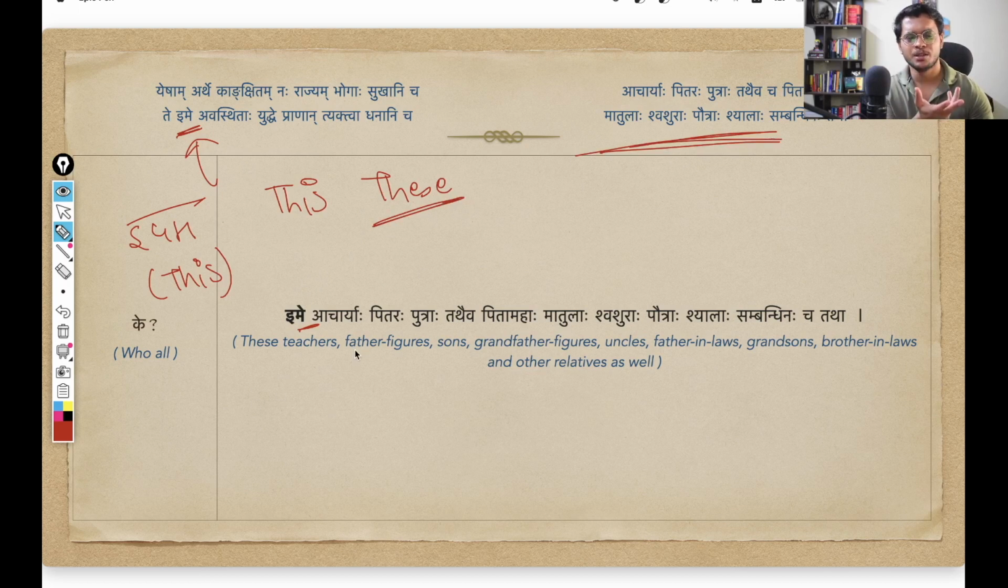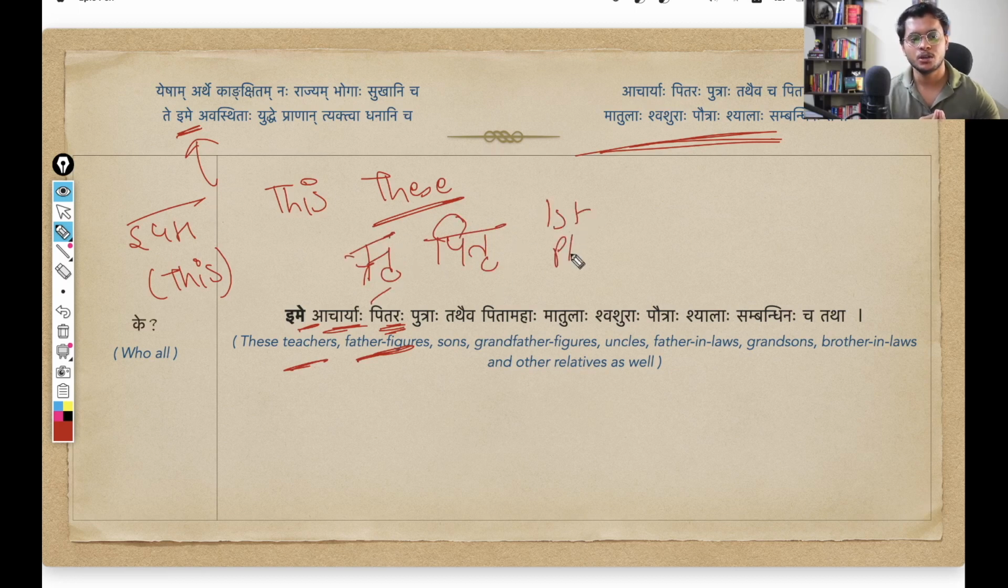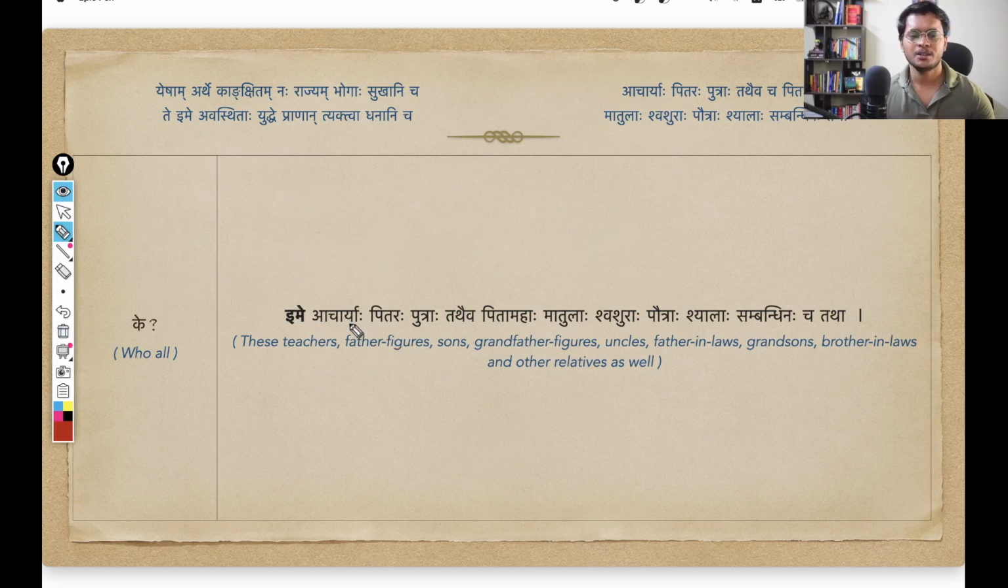So, a very simple shloka, just the different names you see. Acharyaha, teachers. Pitraha, father figures. All these are in plural, you can see. Pitraha, the pratipadik is pitra. This is a rikarant word. We have seen these words before. In the first case, plural, this changes into pitraha. So acharya changes into acharyaha, pitra changes into pitraha, putra changes into putraha, simply meaning sons.